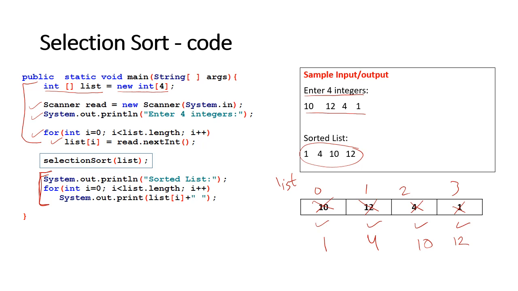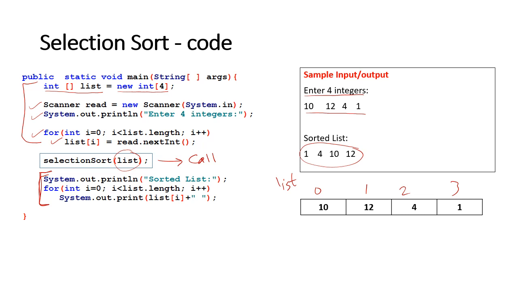Instead of writing the code of the selection sort, which we discussed in the previous slide, within the same main method, we are creating a separate, small method to do the selection sort. This method is called selection sort. So we will call the method selection sort, and as parameter, we are sending list. So we will send the original array with the original numbers, the same numbers as the user entered, which are 10, 12, 4, and 1.